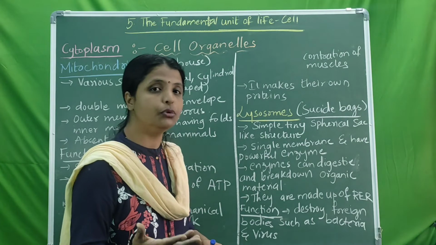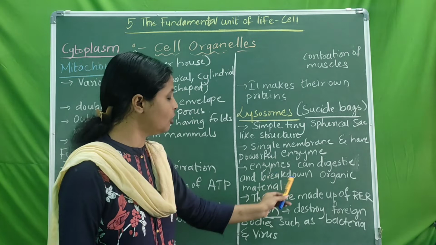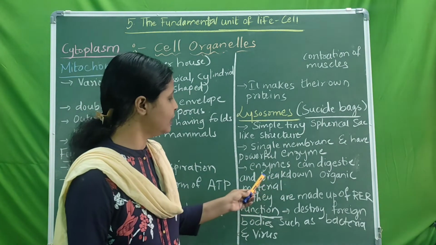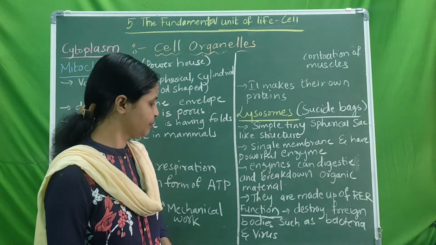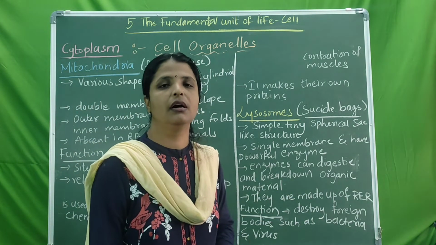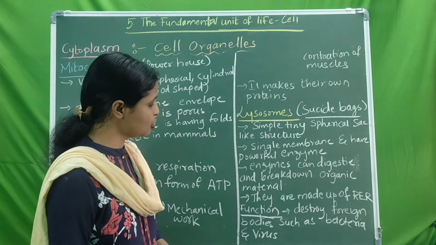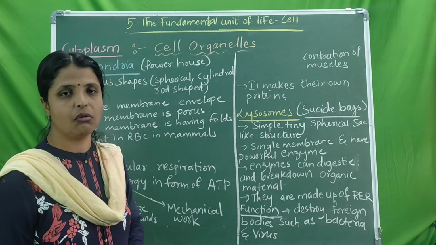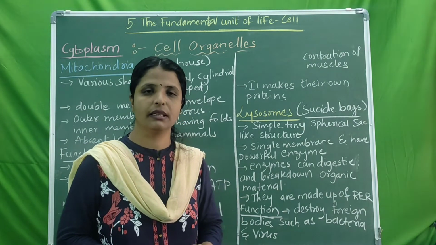Why are these enzymes being used? Let's see. First thing, enzymes can digest and break down the organic materials within the cells. So what are these enzymes doing? They are helping in breaking down and digesting the organic material. Then they are made up of RER, that is, rough endoplasmic reticulum. What is the function of lysosomes? Lysosomes can destroy foreign bodies such as bacteria and virus. So it will not allow the entry of bacteria or virus in the body.